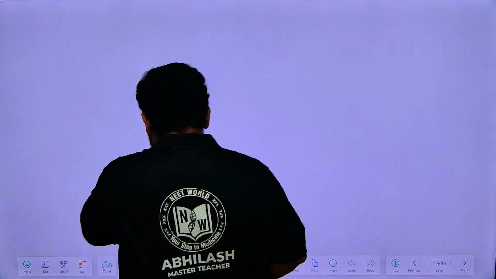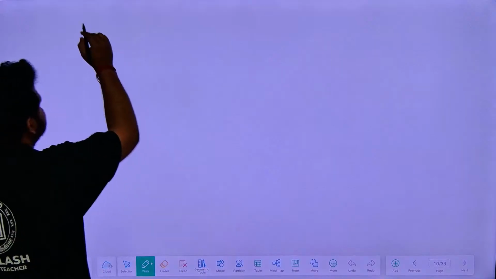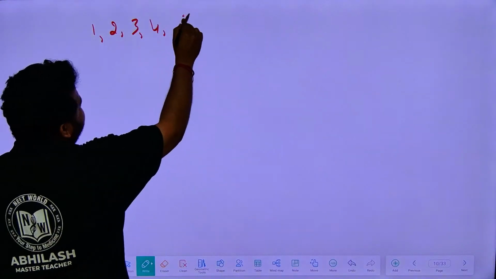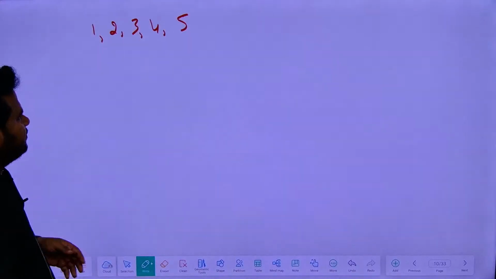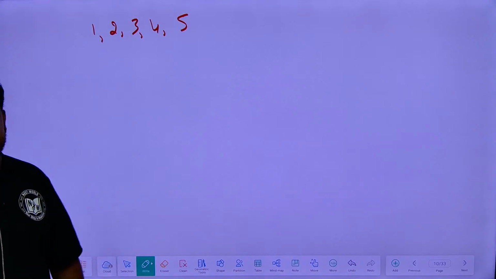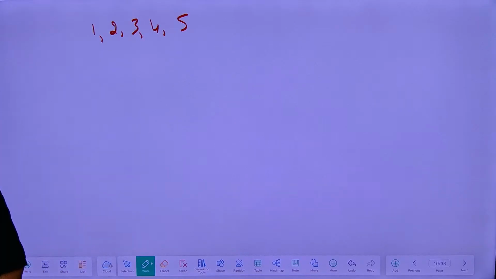See here, let us take some numbers: 1, 2, 3, 4, 5. You can make a note of it along with me if you want. So 1, 2, 3, 4, 5 numbers are there. Using these numbers, I have to make a 3-digit number.